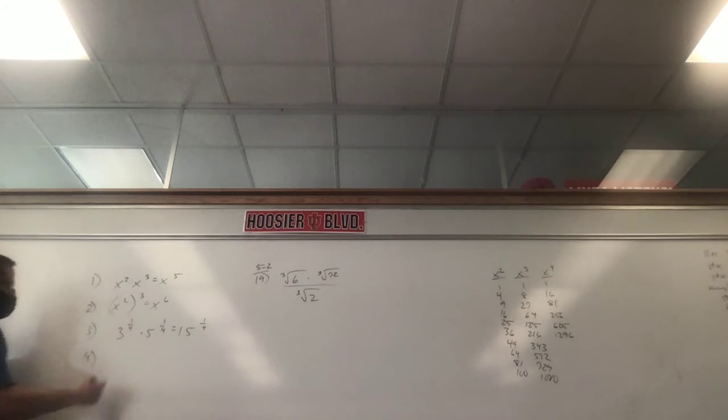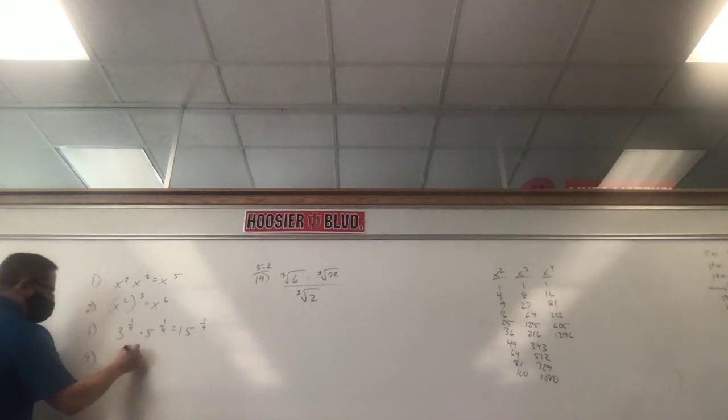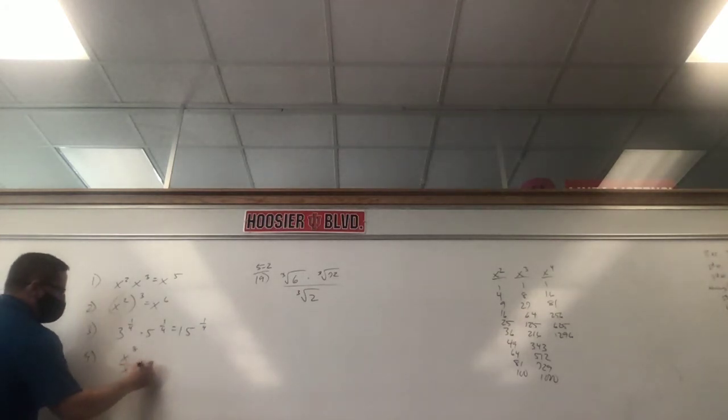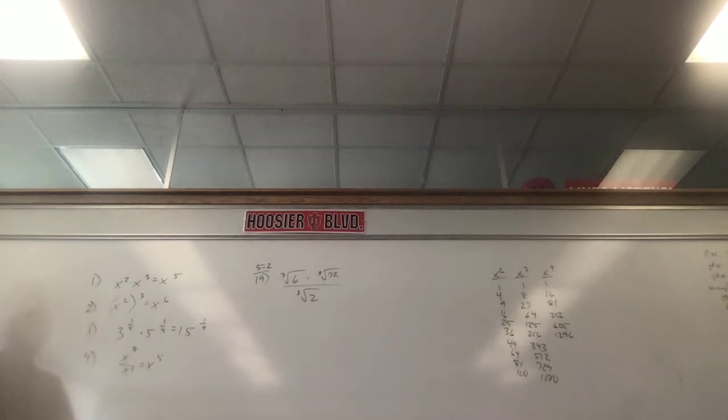What was the other one? I know I gave you x to the 8th over x to the 3rd equals x to the 5th. Is that all that we went over? Did you check your notes? That one we did, that one we got. Okay, that'll work. So these are just examples 1, 2, 3, and 4.